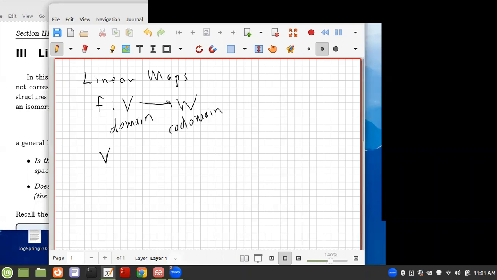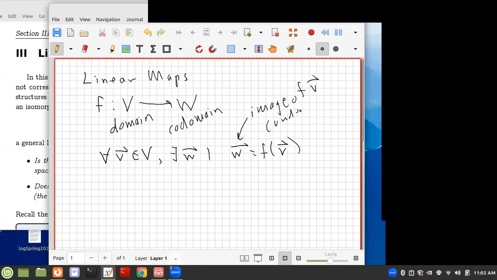What we mean by a map is that for every V that's inside the domain, there is a W such that W equals F of V. So you take any vector and you put it in F, the map produces a W, okay? So this is called the image of V under F. Every map will produce a different image.